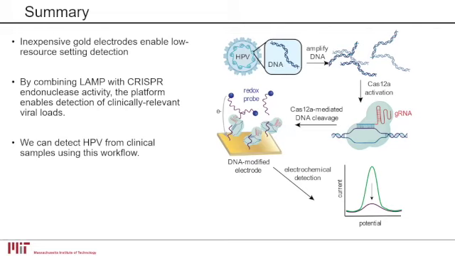And so what she's been able to do is, by developing these gold electrodes that are inexpensive and easy to fabricate, combine these with other techniques for both amplification and specificity, so LAMP for amplification and Cas12 for specificity, to detect clinically relevant viral loads from actual clinical samples.